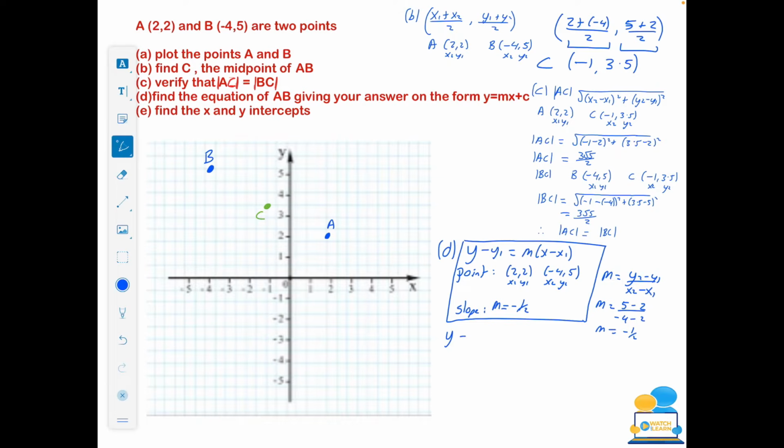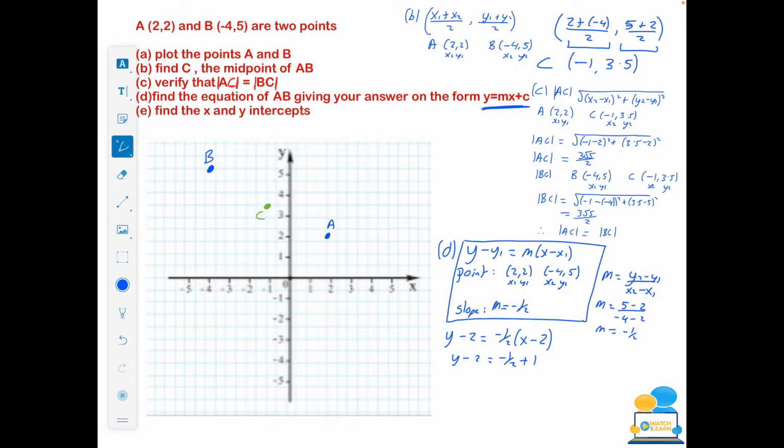Remember, we don't change the normal x and the normal y. So it's going to be y minus 2 is equal to minus a half bracket x minus x1, which is 2. So y minus 2 is equal to minus a half x, minus a half multiplied by minus 2 will give me plus 1. Okay, now that is my equation of the line.